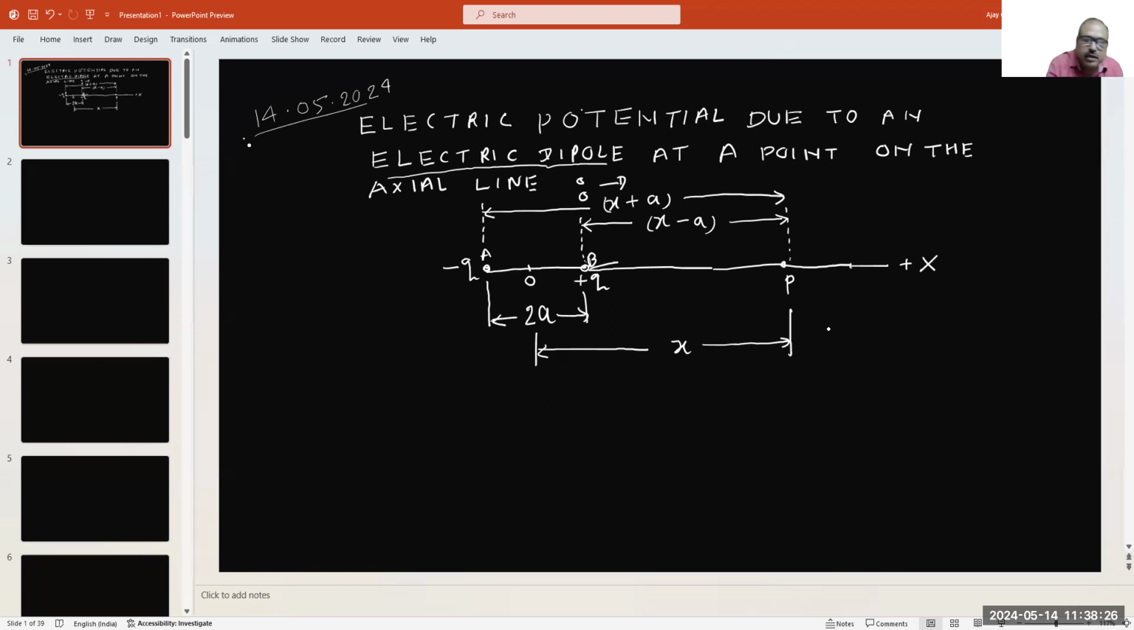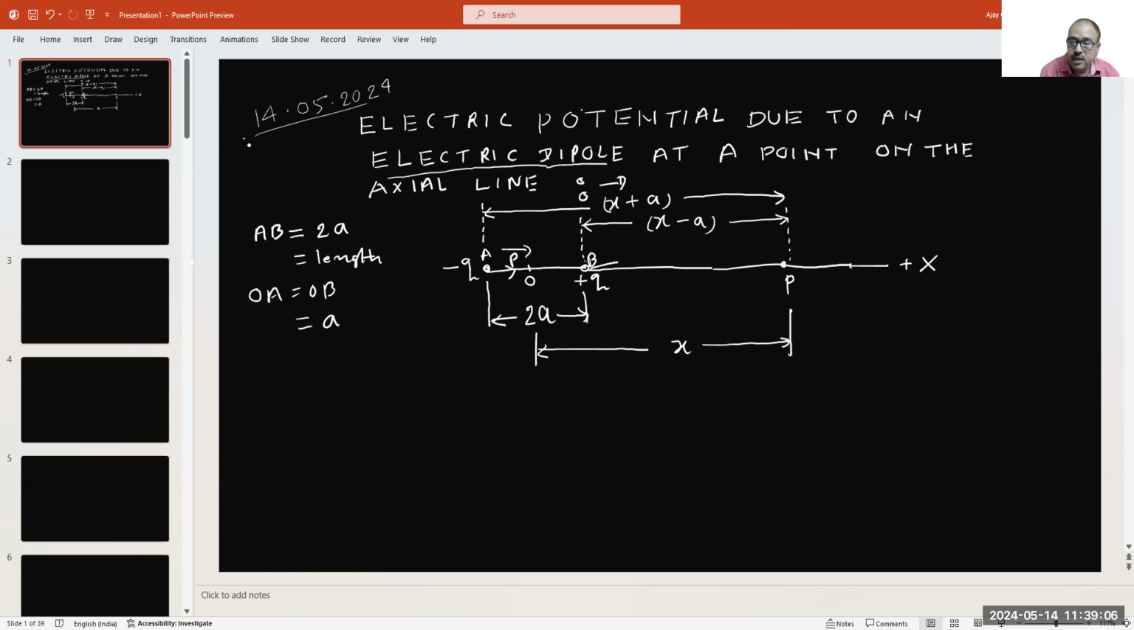If AB is the dipole, AB is equal to 2a. This is the length of the dipole, already known to everyone. And OA is equal to OB, which is half the length of the dipole. These are the assumptions and situations for the dipole. For a dipole, there must be a dipole moment vector P acting from the minus charge to the plus charge.